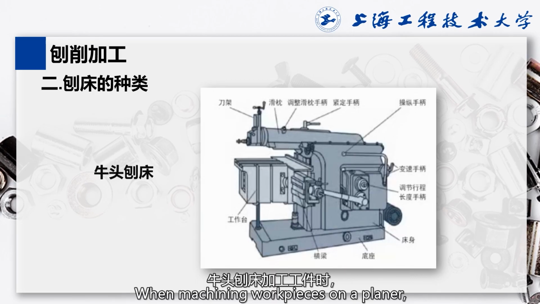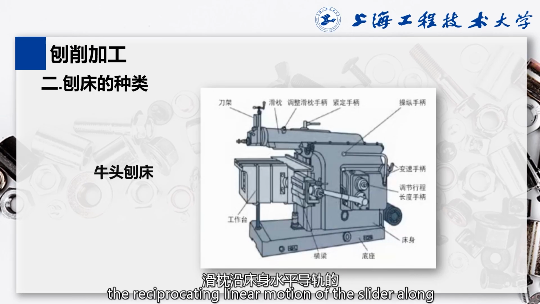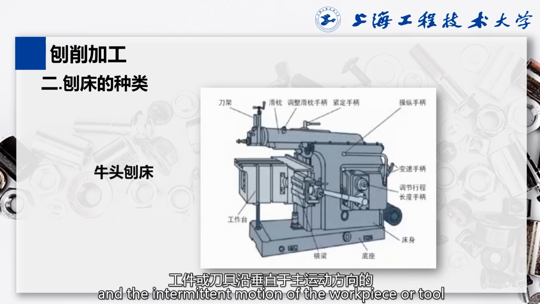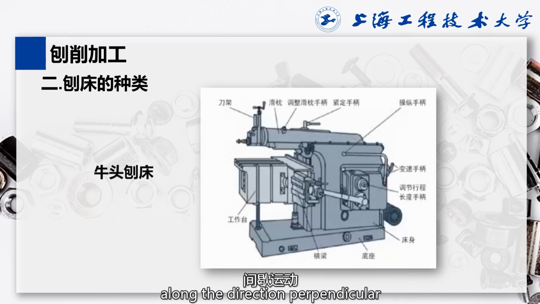When machining workpieces on a planer, the reciprocating linear motion of the slider along the horizontal guide rail of the bed is the main motion, and the intermittent motion of the workpiece or tool along the direction perpendicular to the main motion is the feed motion.